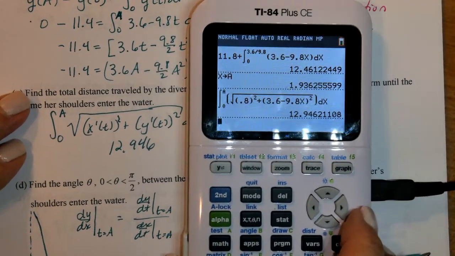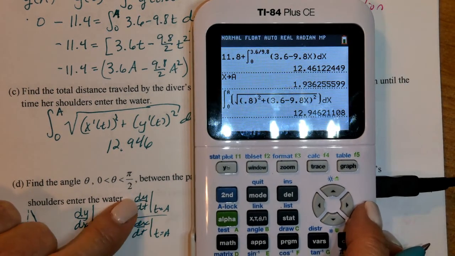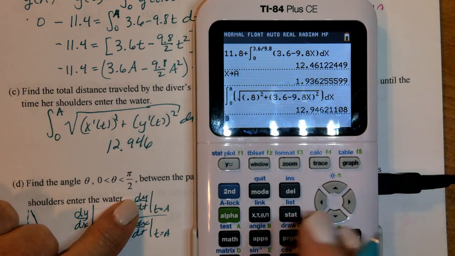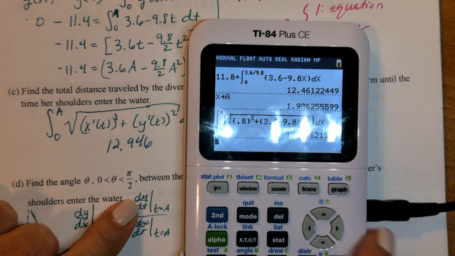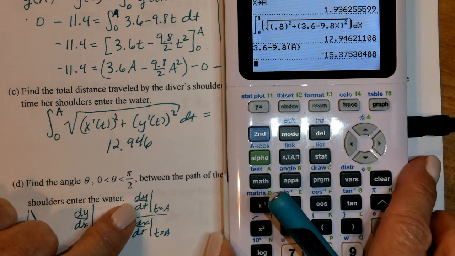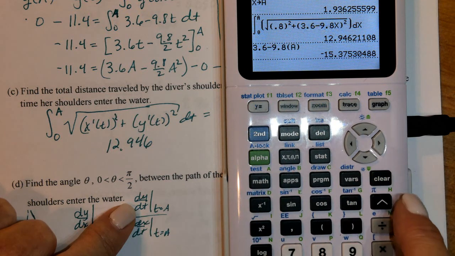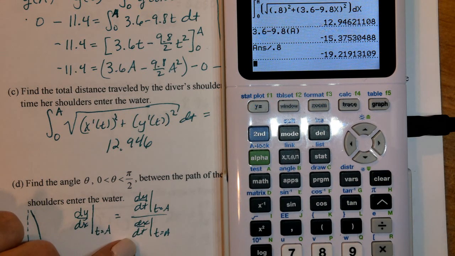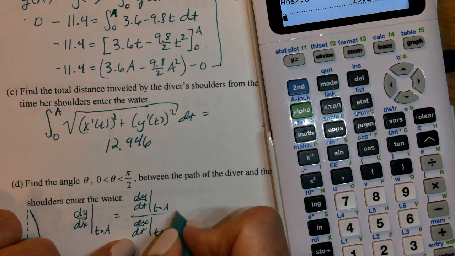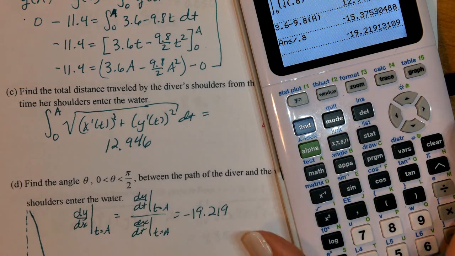Dx dt is a constant the whole time, but dy dt is changing. Dx dt is always 0.8. Dy dt at time A will be the 3.6 minus 9.8 times my A. That is my dy dt at time A. Okay? And then I'm going to divide that by my 0.8 for my dx dt. So that is a negative 19.219. Now we want our angle.